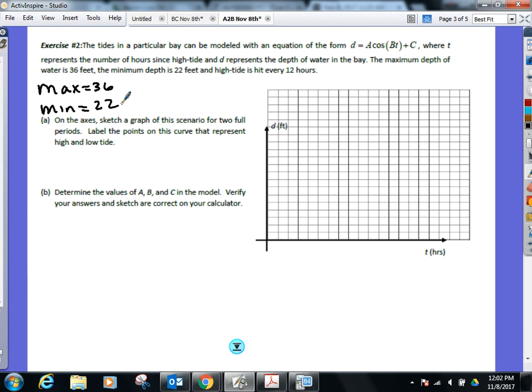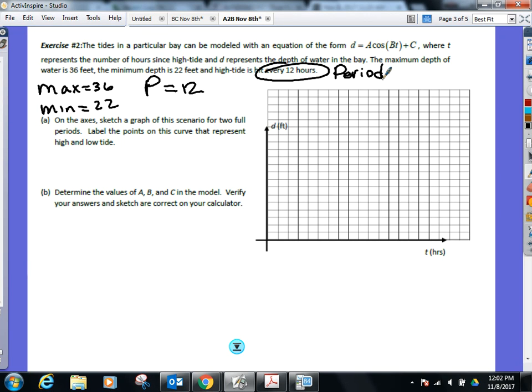What's that 12 referring to here? Every 12 hours it hits high tide. That's how long it takes, right? To go from high tide to high tide. What do we call that? How long it takes? That is the period, yes. So the period is 12. How long it takes to go from high tide to high tide.